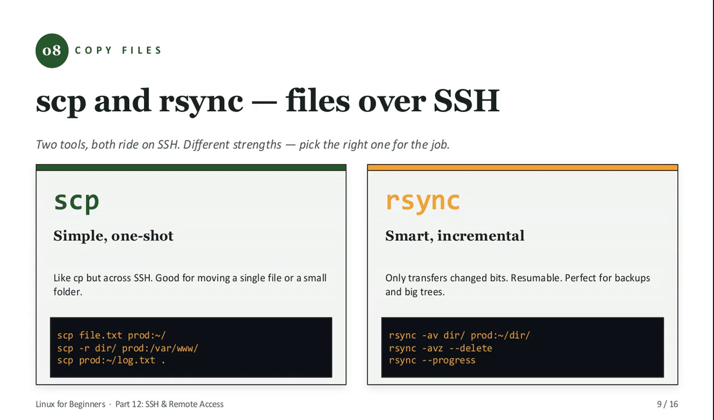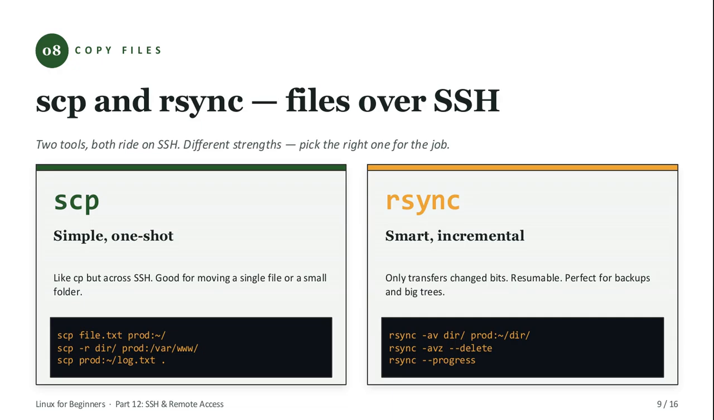Once you've defined prod in your config, copying files becomes almost trivial. For quick, one-off transfers, scp behaves just like cp, only the destination lives across an SSH connection. Handy for shipping a single file or pulling a log back down, with that trailing dot meaning right here.